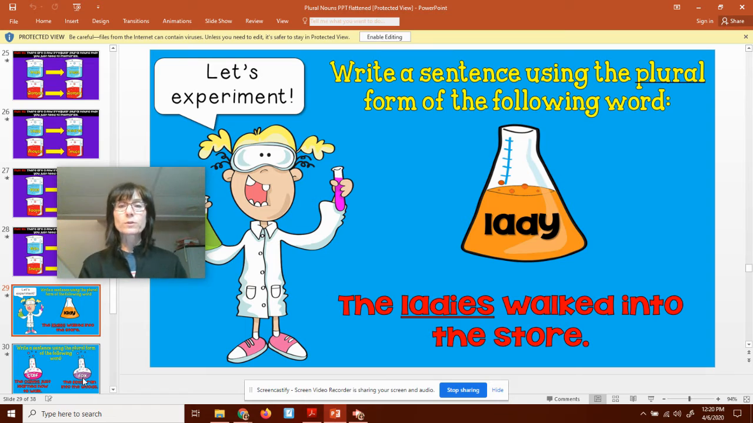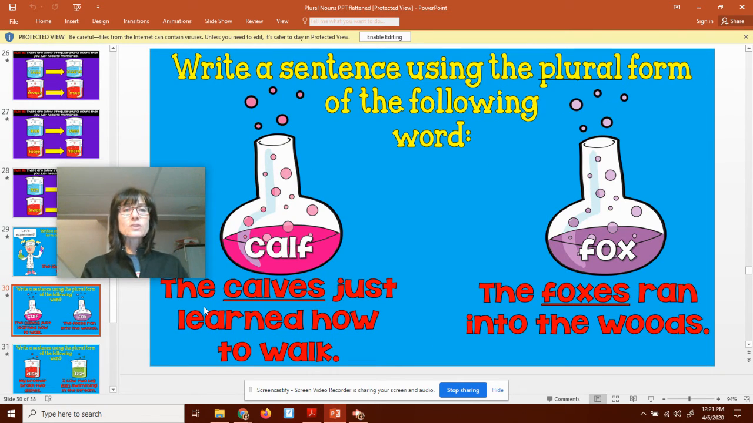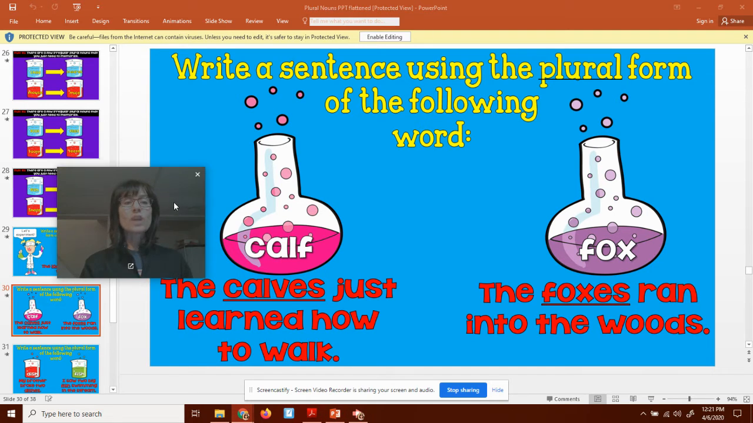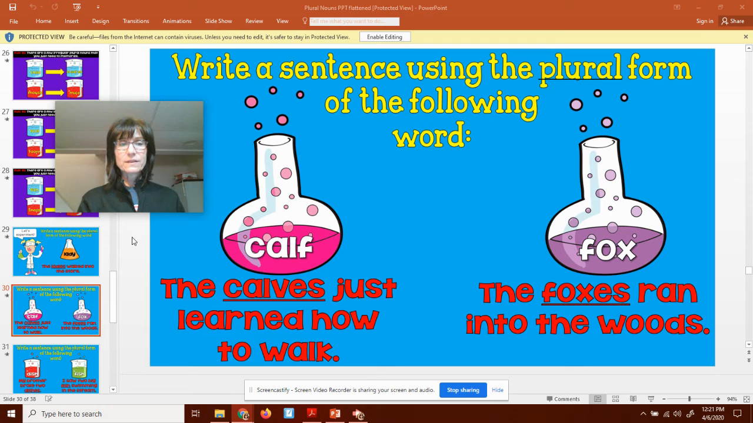Write a sentence using the plural form of the following word. The lady walked into the store. To make it into ladies, it's the Y rule. I have a consonant and a Y, so I drop the Y and I add IES. My next one, I have a calf. The calves just learned how to walk. So I have changed from one calf to several by dropping the F, changing it to a V, and adding the ES.